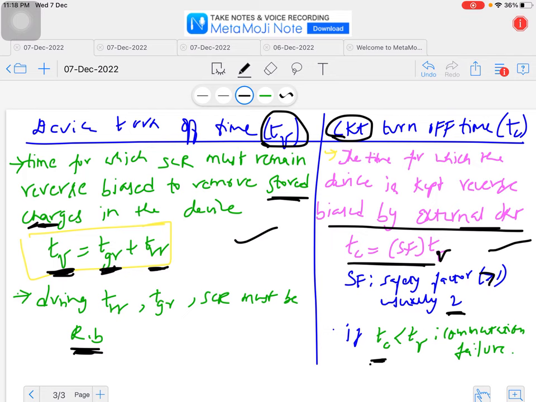Otherwise, if TC is less than TQ, the commutation failure will occur, and turning off will fail. If you want to commutate, that is, the SCR has to be turned off, TC should be greater than TQ.